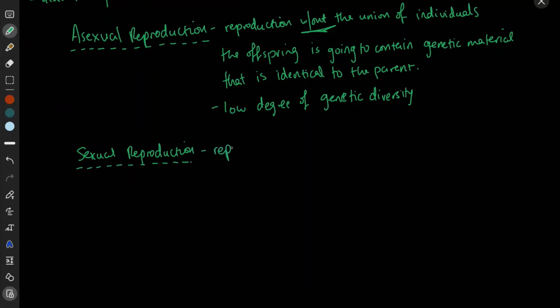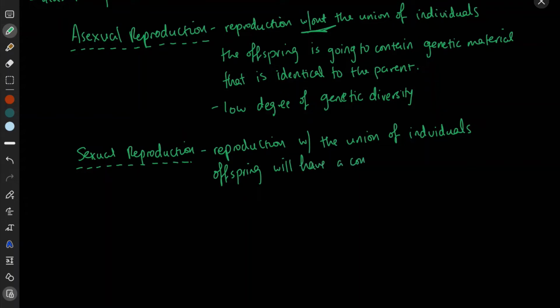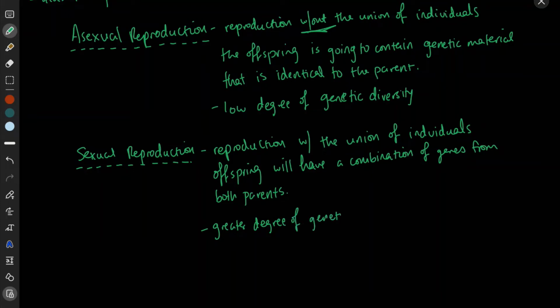Now, sexual reproduction is reproduction that occurs with the union of individuals. Right? And so here we're going to have two parents. And because there's going to be two parents, the offspring is going to have a combination of genes from both parents. And so now there is going to be a greater degree of genetic diversity.